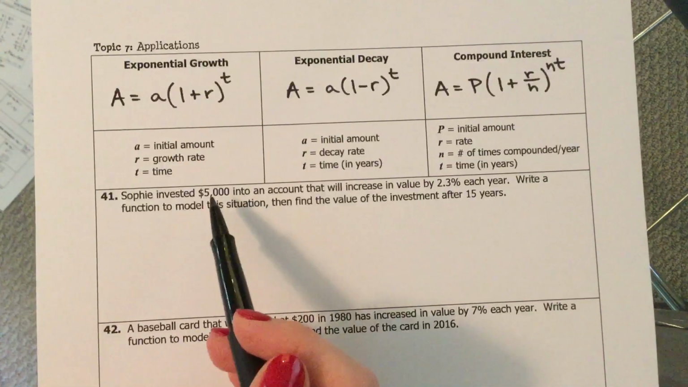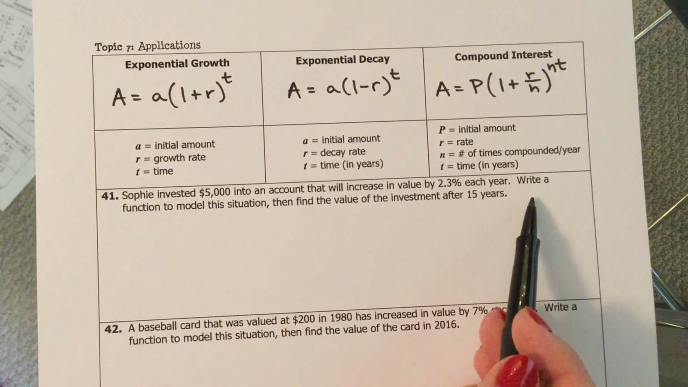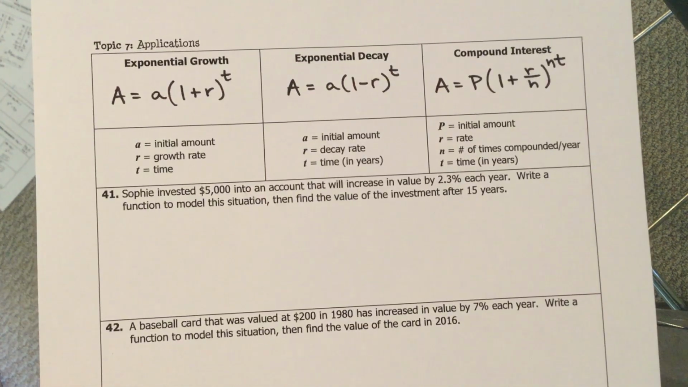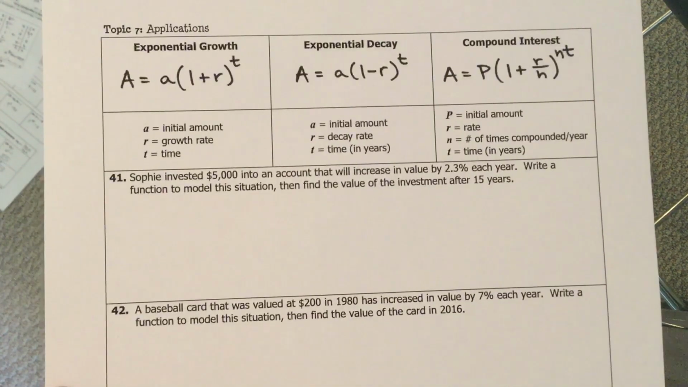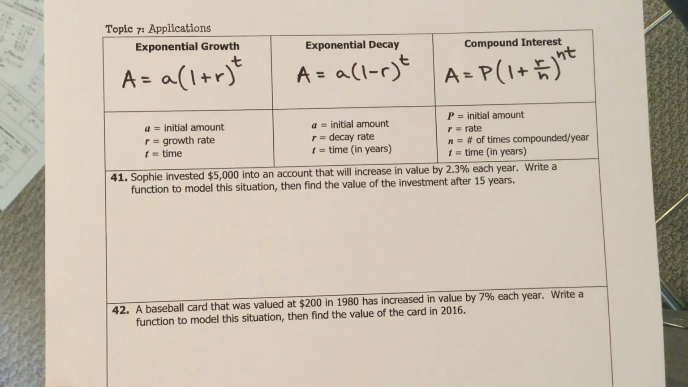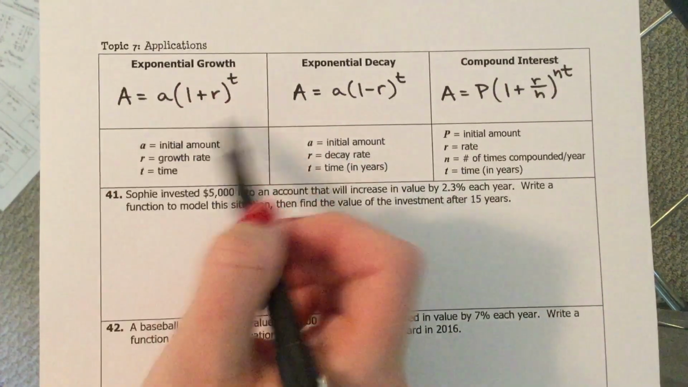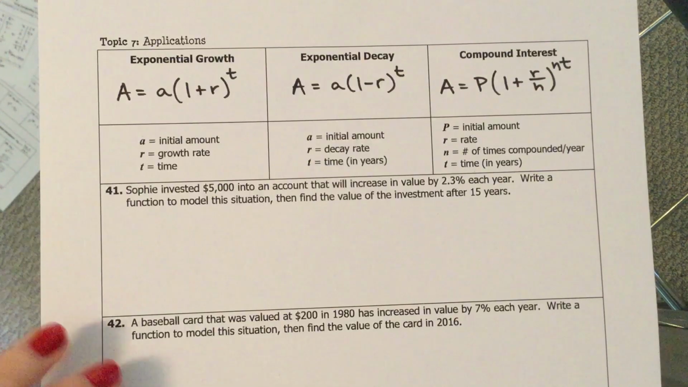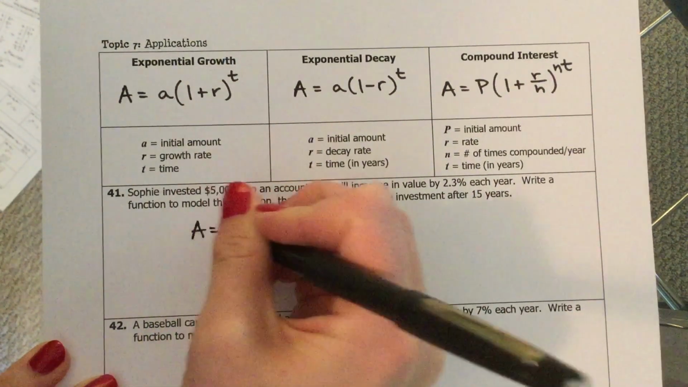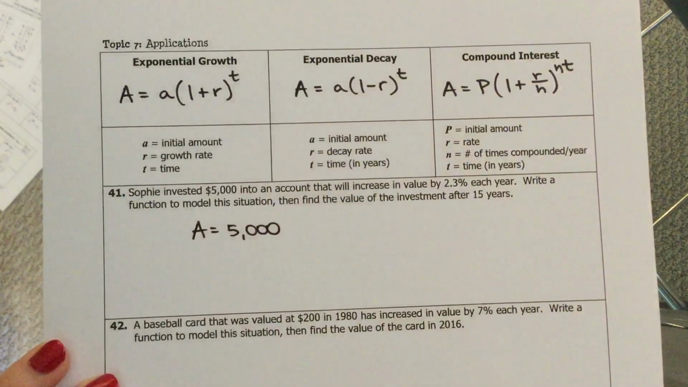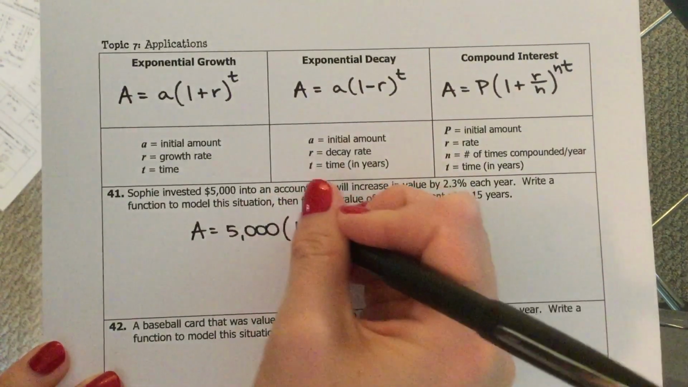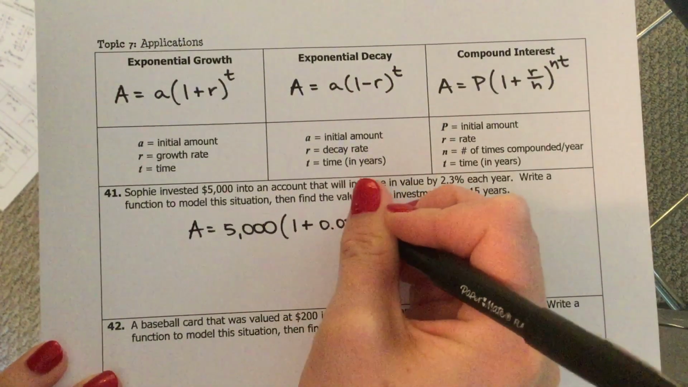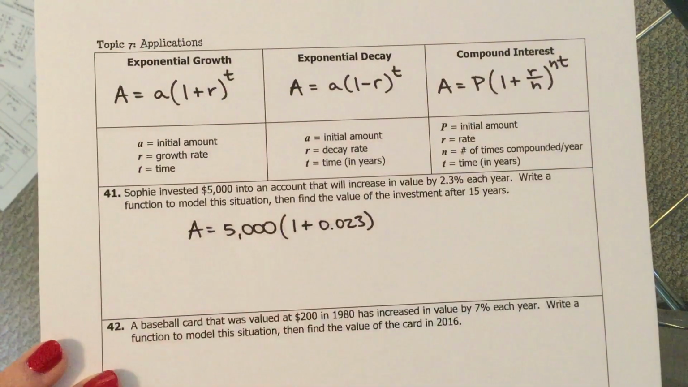So Sophie invested $5,000 into an account that will increase by value. Write a function to model this situation, then find the value of the investment. So unless they specifically mention compounding interest, like 43 is a very similar setup, except they mention compounding interest. If they don't mention compounding at all, it actually just goes with one of these equations. So the account should be growing. That's going to be the very first equation, exponential growth. So the amount, she invested $5,000, that's the initial amount, into an account that will increase by value 2.3%. So that would be 0.023 each year.